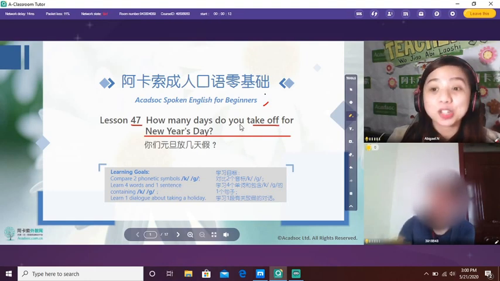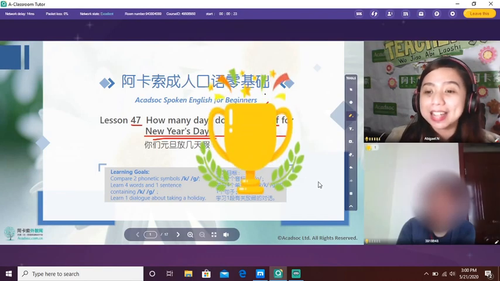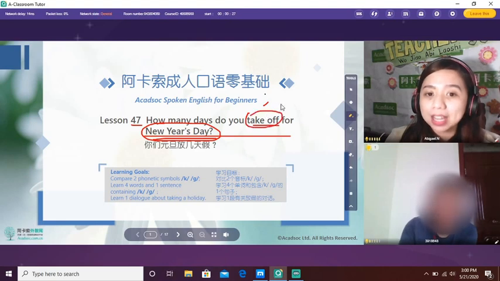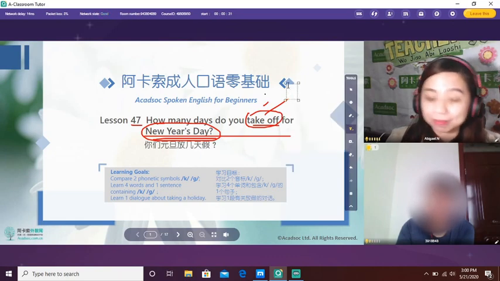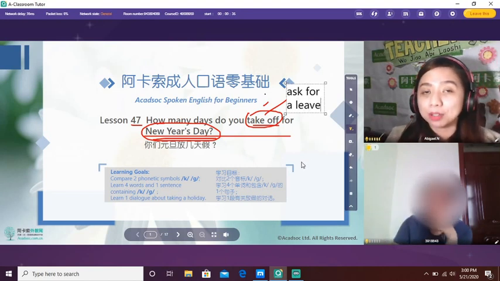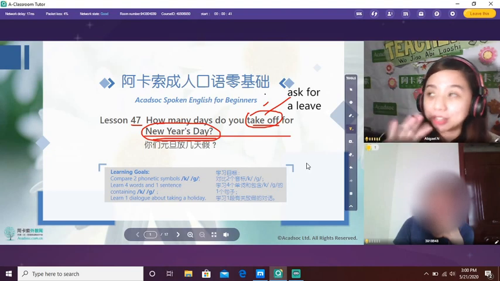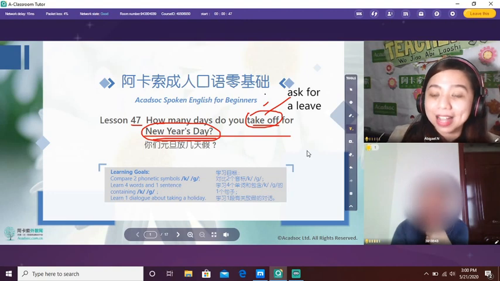How many days do you take off for New Year's Day? Yes, very good. Okay, and we're going to talk about New Year's Day. When you say take off, it means ask for a leave. For example, I don't want to work tomorrow, so I will take off. Ask for a leave.